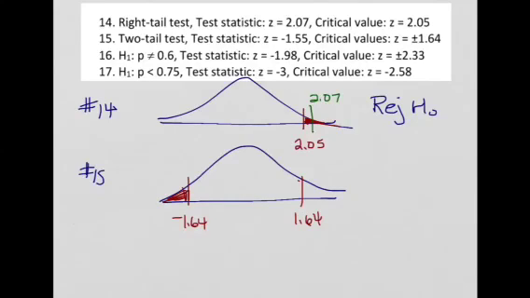is negative 1.55. So the rejection region is the area in the tails beyond the critical values, and our test statistic is negative 1.55, which would be about here. So that is not in the rejection region, so we will not reject.